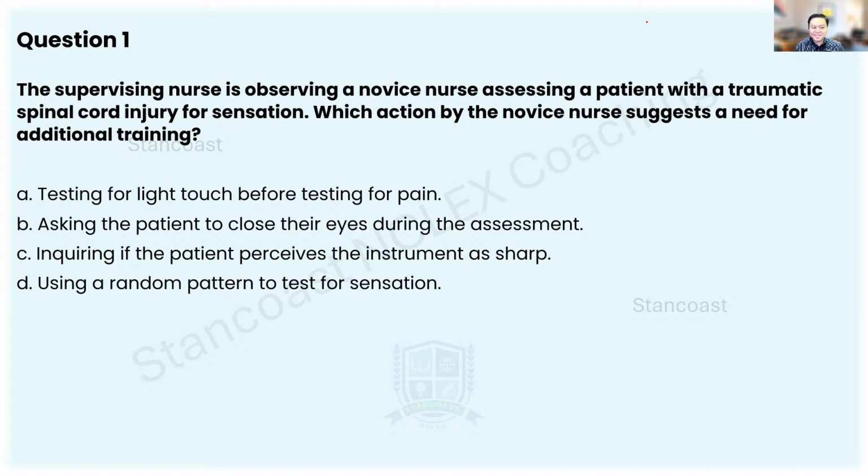Is it A, testing for light touch before testing for pain? Or is it B, asking the patient to close their eyes during the assessment? Or is it C, inquiring if the patient perceives the instrument as sharp? Or letter D, using a random pattern to test the sensation?